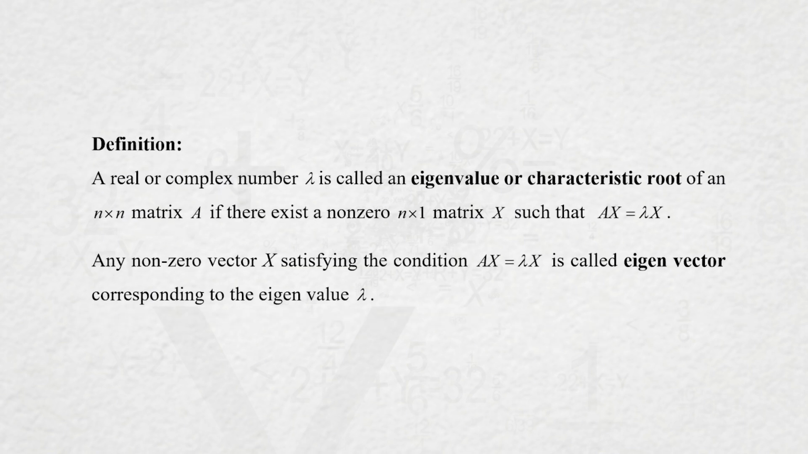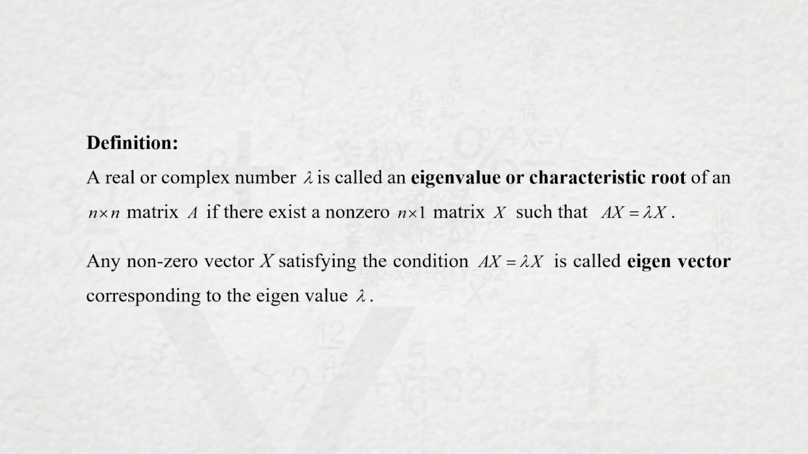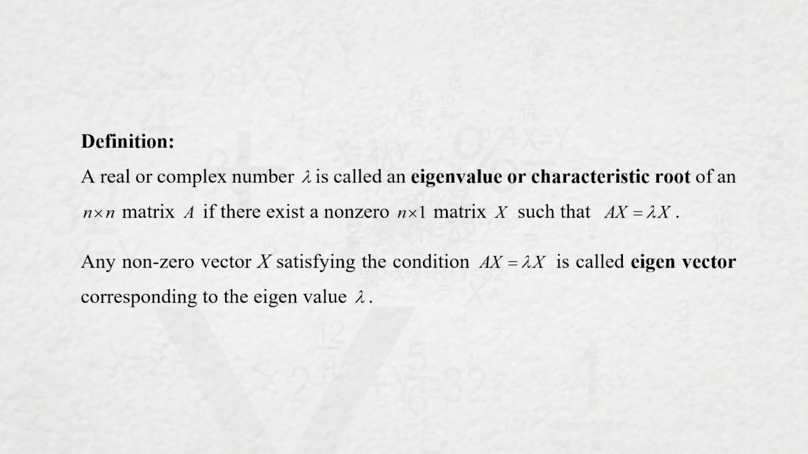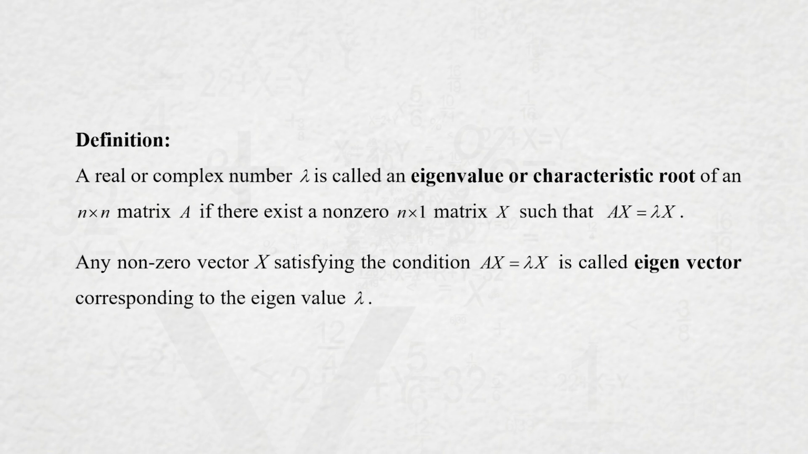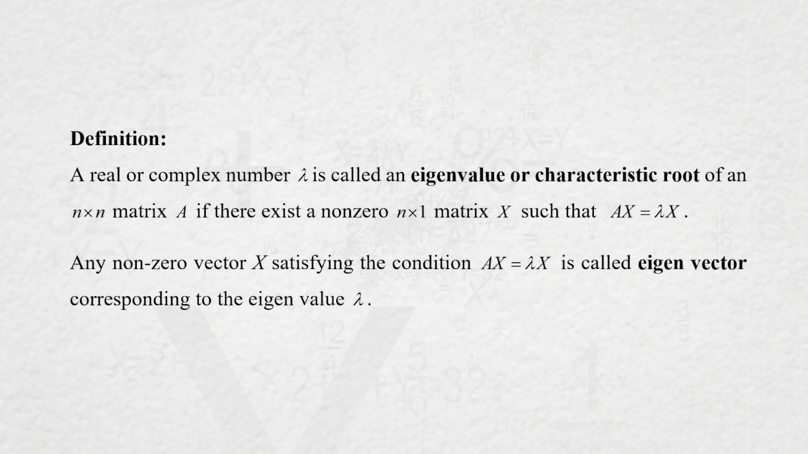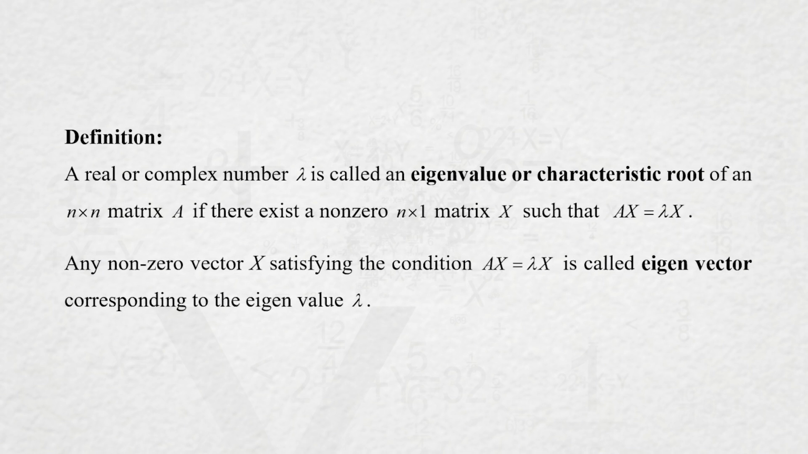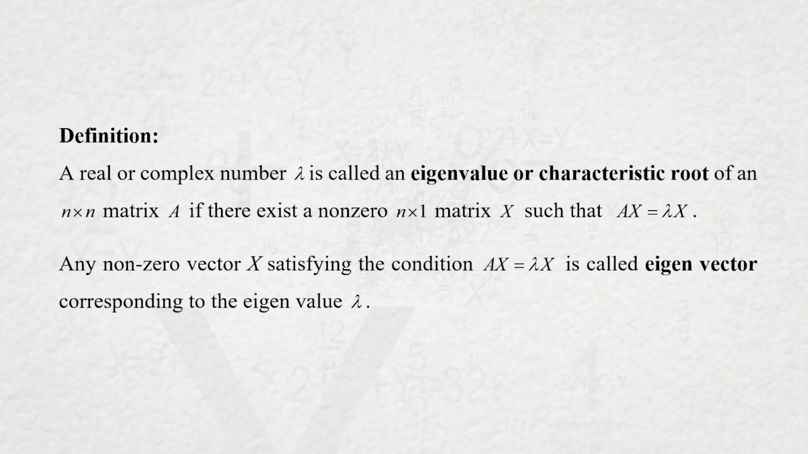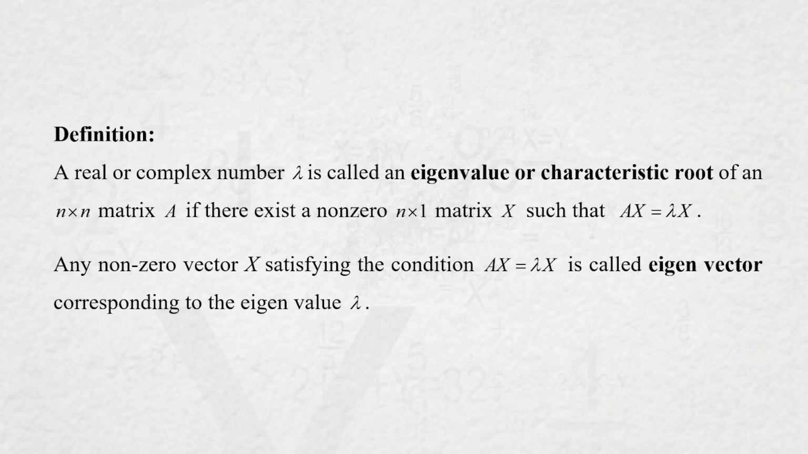We shall see a definition now. A real or complex number lambda is called an eigenvalue or characteristic root of an n by n matrix A if there exists a non-zero n by 1 matrix X such that Ax is equal to lambda x. Any non-zero vector x satisfying the condition Ax is equal to lambda x is called an eigenvector corresponding to the eigenvalue lambda.